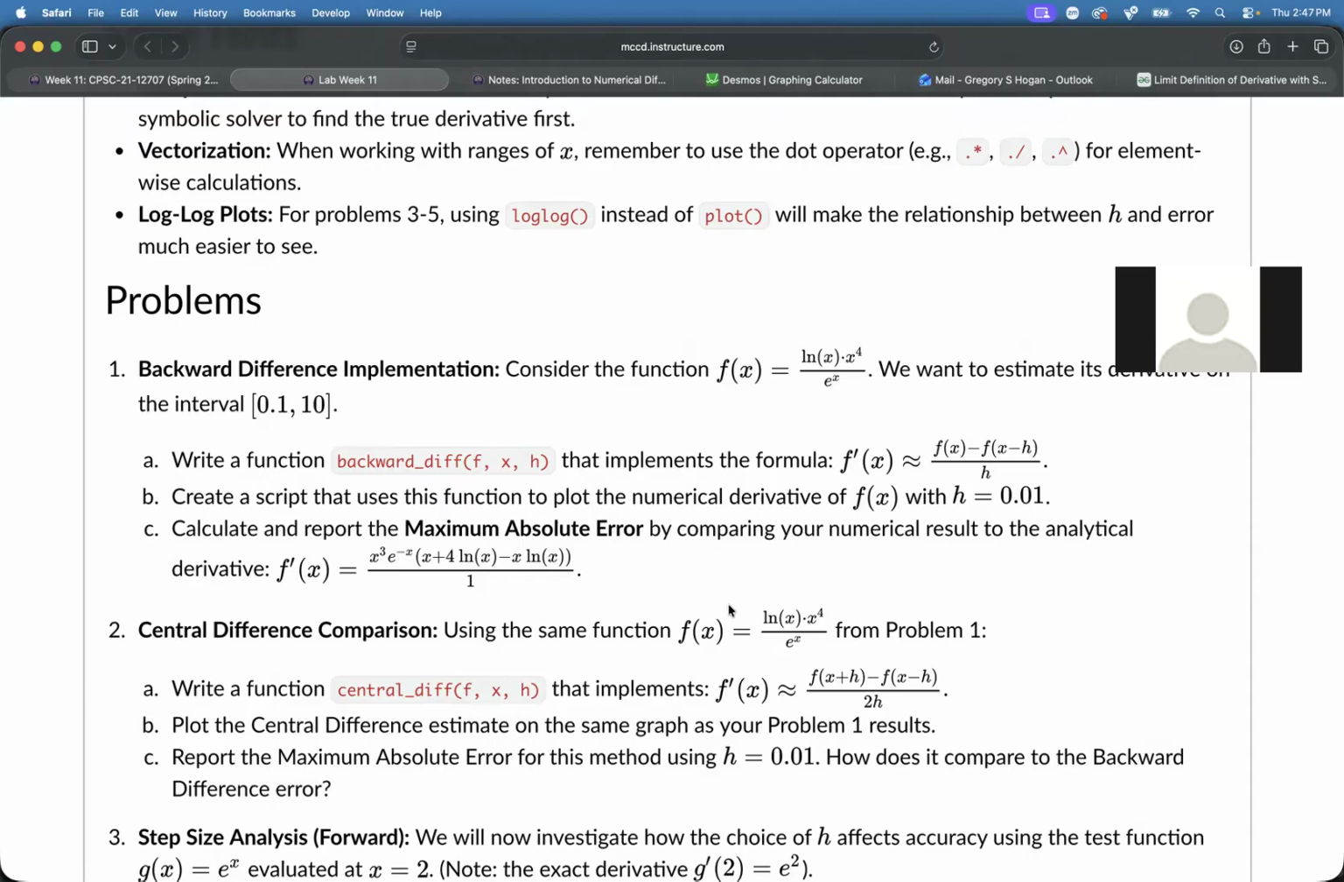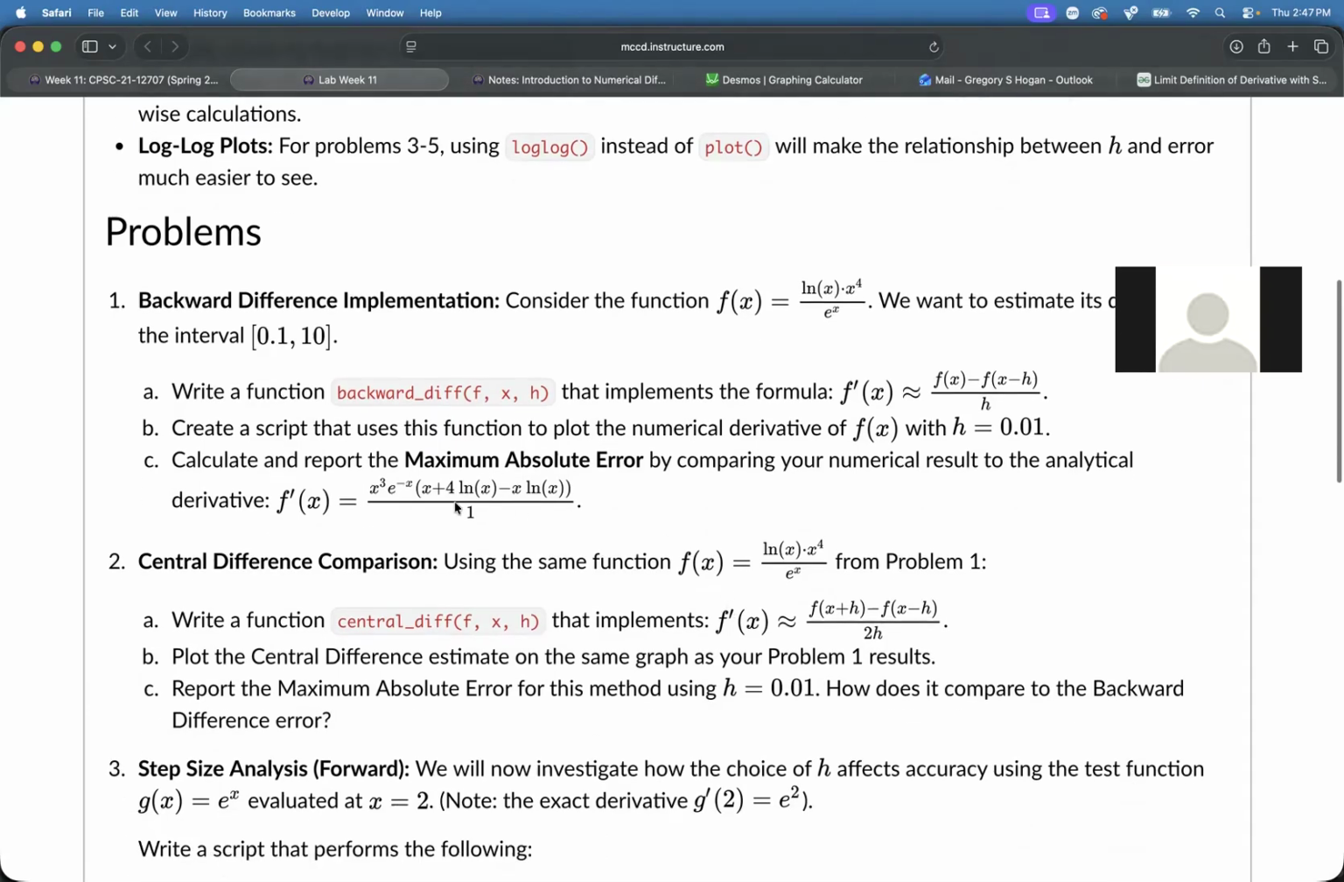I'm not 100% sure this derivative is correct. We'll check that in class today before we try it out. But we're going to try to estimate the derivative of this function, which I made complicated on purpose, over this interval. So that's like what we were just doing with the plot. You're going to use h equals 0.01, which is fine. And then you're going to try to calculate the maximum error that you get over that range. That's going to be similar to some code that's in the notes that we're going to look at.